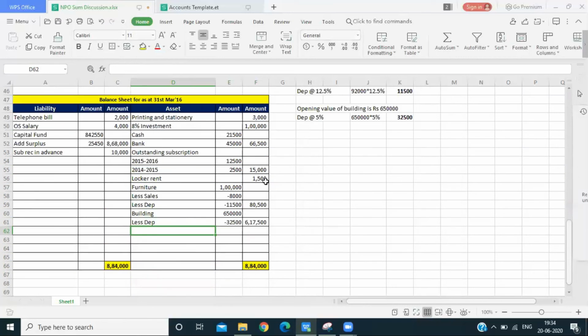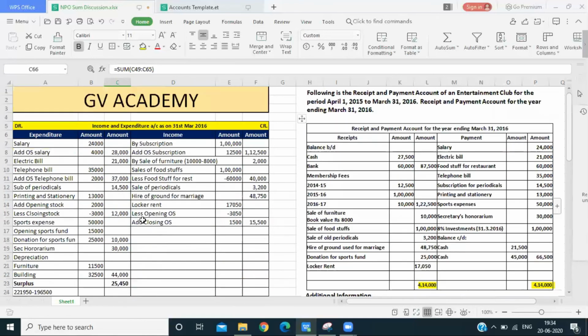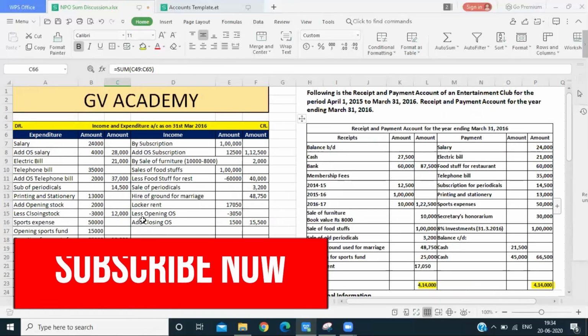So our balance sheet will tally automatically, that is without making any adjustment. So we can see our closing balance sheet tallies with 8,84,000 as total. So this is a self check also: if the balance sheet tallies on its own without making any adjustment to the liability or the asset side, our answer is 100% correct, and we can assure that full marks will be given to this question. So hope you understood how to solve a problem from a non-profit organization.